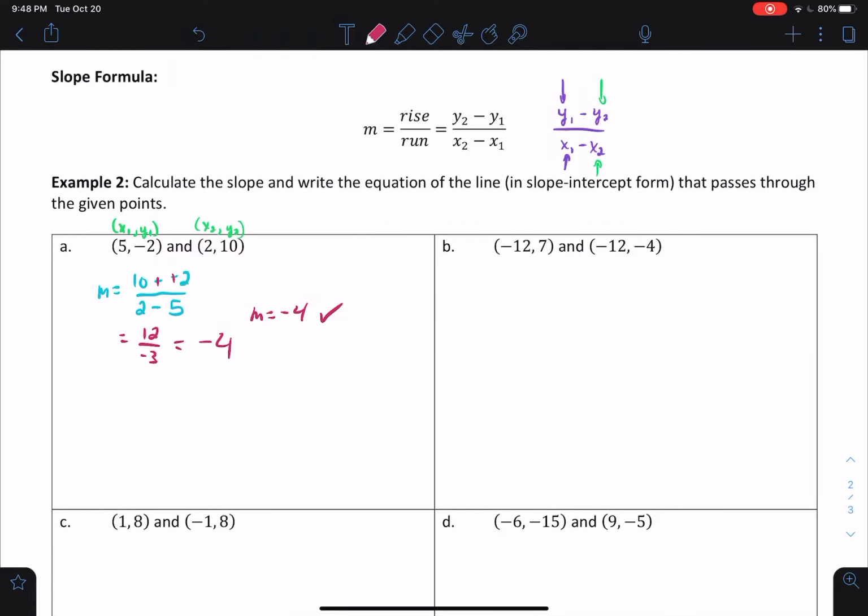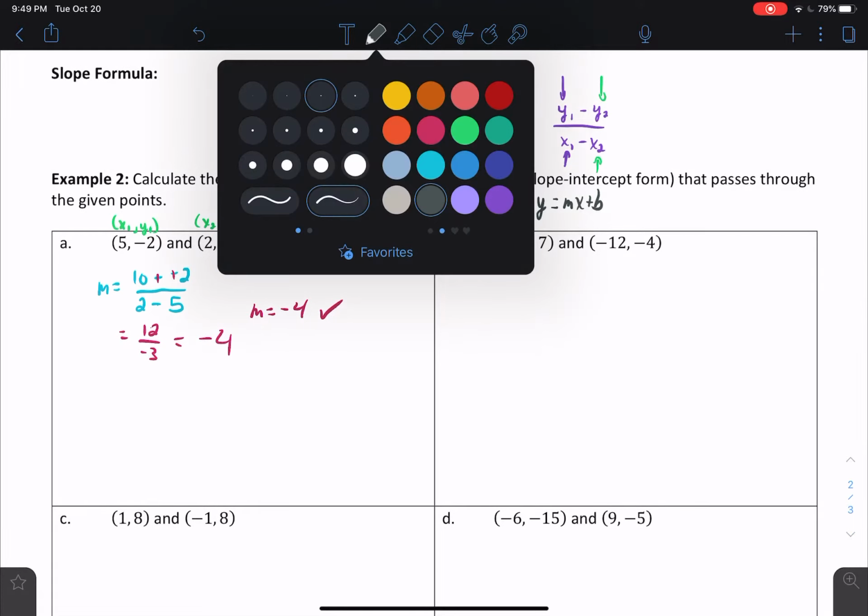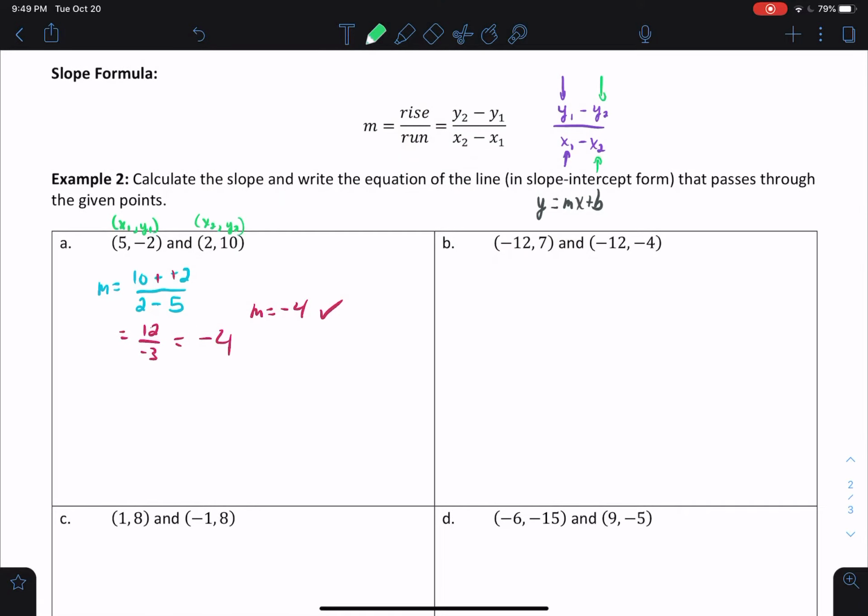We also want to write the equation of the line in slope-intercept form, y equals mx plus b, that goes through these points. So we're starting with this equation, y equals mx plus b. We know what the slope is now, so we can plug in negative 4 for m. And we have 2 coordinates that we can plug in for x or y. I'm going to show you how to do this both ways. First, I'm going to use the first coordinate.